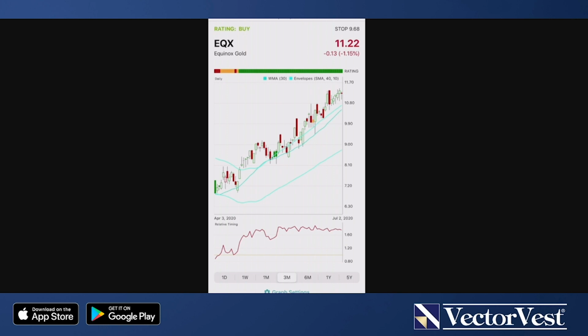This is why it pays to have VectorVest all the time, and not just when you think the market's overbought or oversold, but all the time, because there's these great opportunities that if you're not checking it out on a day-to-day basis or even on a week-to-week basis, you could really be missing out on quite a lot and missing out on some great opportunities there.